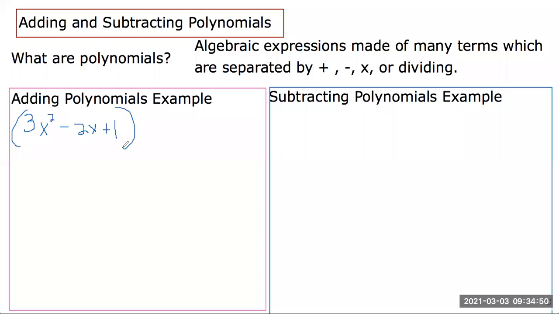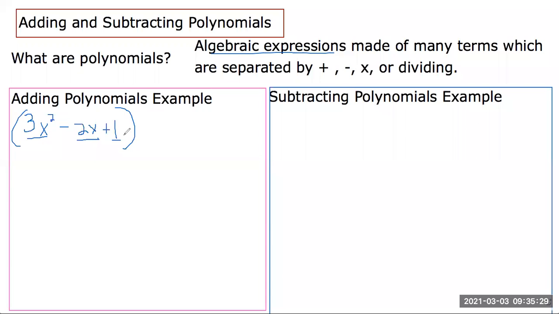So how do I know this is a polynomial? Well, this is an algebraic expression made of many terms. Usually they're separated by a plus, minus, multiplying, or dividing. But right now, the examples I'm going to put are adding or subtracting. Basically, they're going to be separated by addition or subtraction, okay? So this is one term separated by this minus, another term separated by this plus, with this other term. So this is a trinomial. This is what we call a trinomial, but this is a polynomial. A trinomial is a specific polynomial.